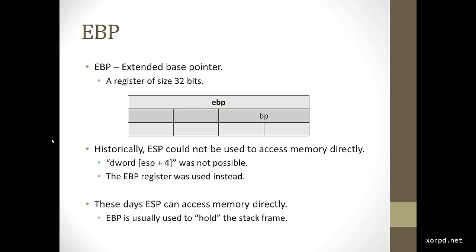EBP had a historical role. In the past, ESP could not be used to access memory directly. For example, this kind of syntax, dword ESP plus 4, was not possible. In those times, the EBP register was used instead. However, these days, ESP can access memory directly, which means that this is going to work these days. As a result, we got a spare register, which we can use for whatever purpose we want. Usually, EBP is used to hold the stack frame.